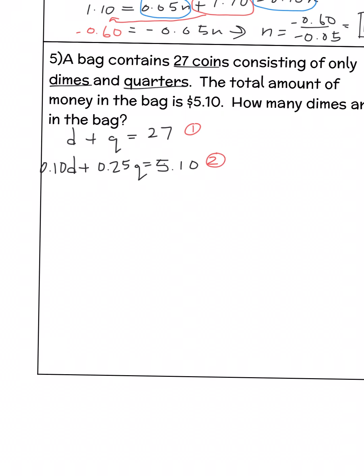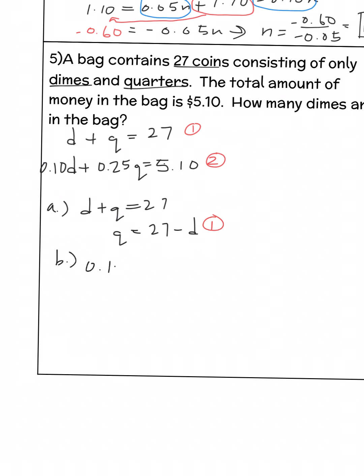Okay? So step A, we're going to take equation 1, D plus Q equals 27, and solve for Q. So in this case, we're going to subtract the D to the other side, and I'll get 27 minus D. That's my new equation 1. Then in part B, I'm going to put it into equation 2.